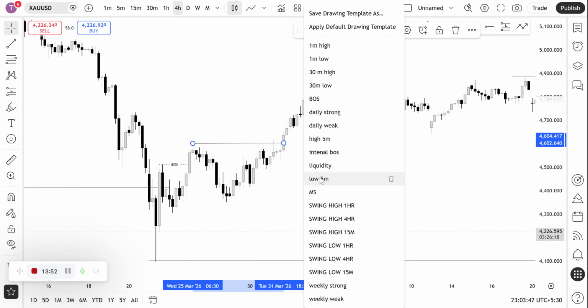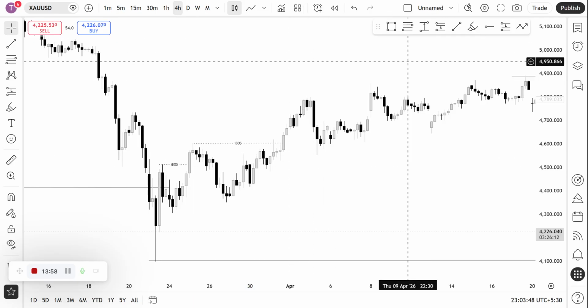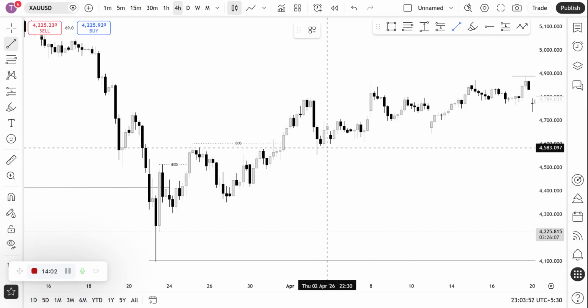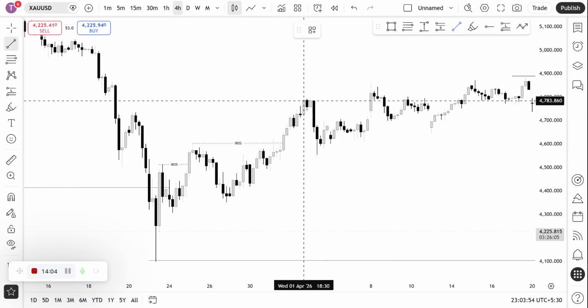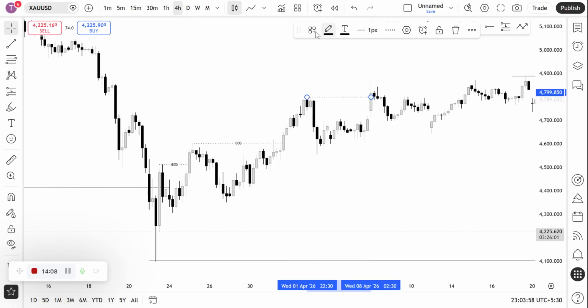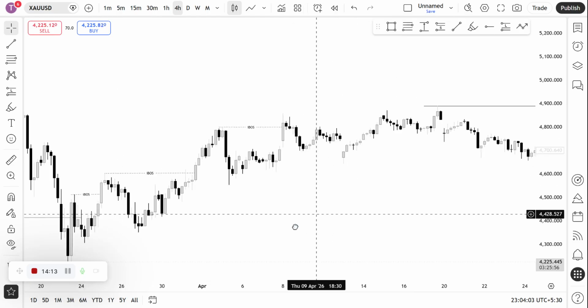So I'm just identifying the highest points. The highest points are very important. Okay, this is the highest point. The market impulsively moved to the downside and then broke the structure. As you can see right now, this candle closes above this high, which means it's a break of structure. Simple like that. And then what happened?